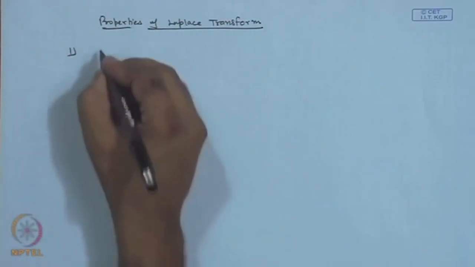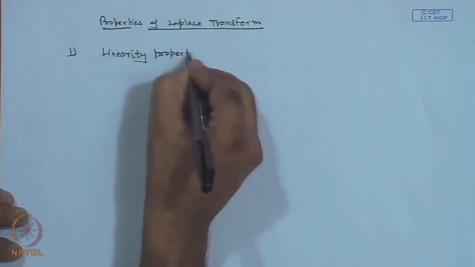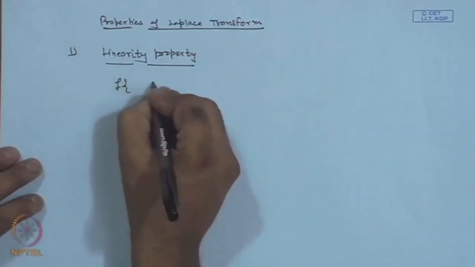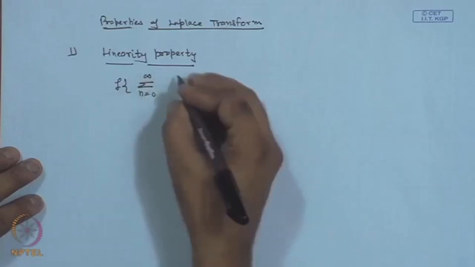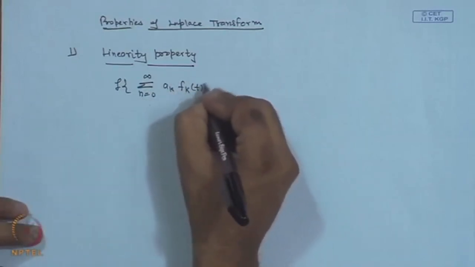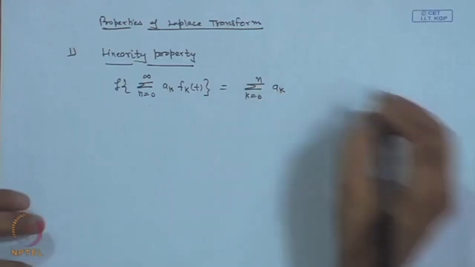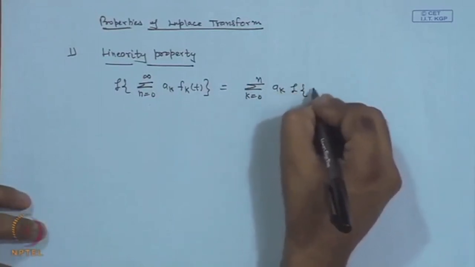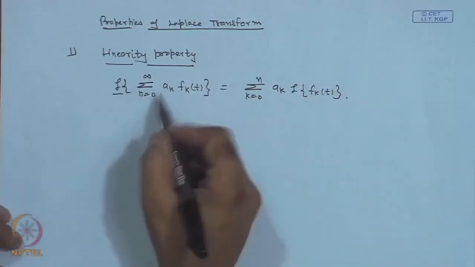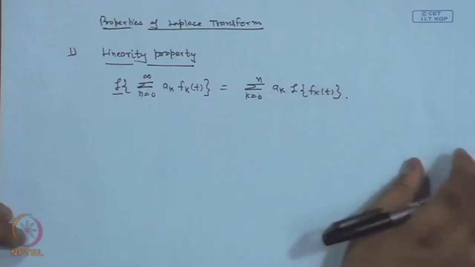The first property is linearity. It says that the Laplace transform of a sum of functions, or a linear combination of these functions f_k, will be the linear combination of the Laplace transforms of these functions. The proof is very simple. We just take the definition, and the integral of this sum will be the sum of the integrals, and from there we get this result directly.